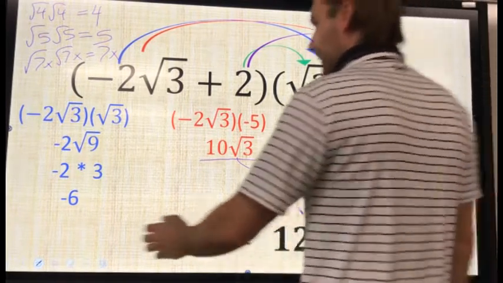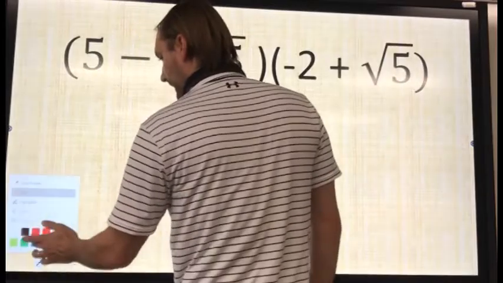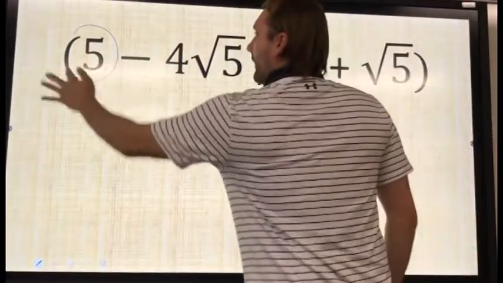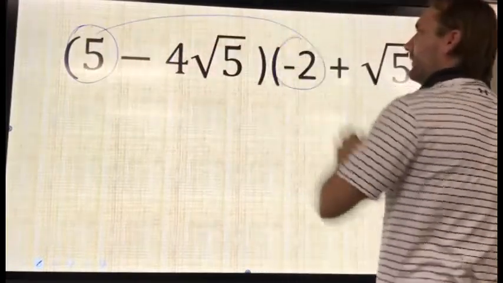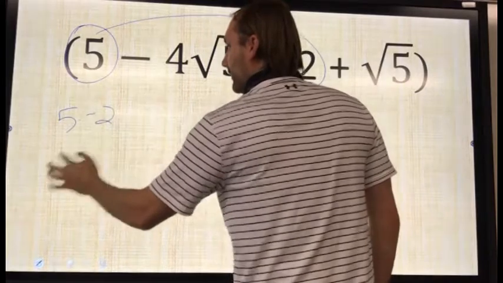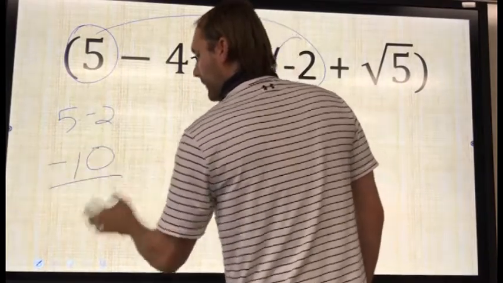All right, let me demonstrate that. Probably not that hard. Let me demonstrate. 5 times negative 2. 5 times negative 2, negative 10. There's the first one.